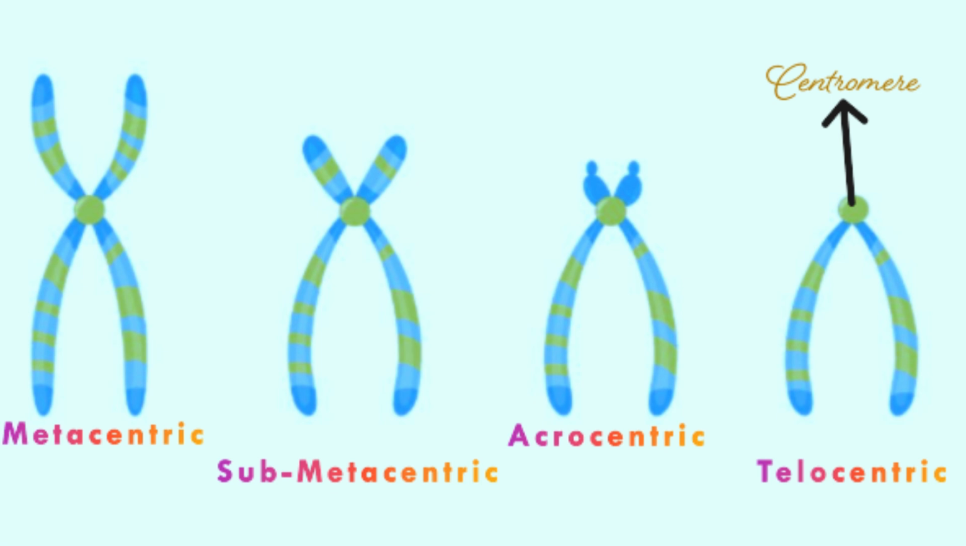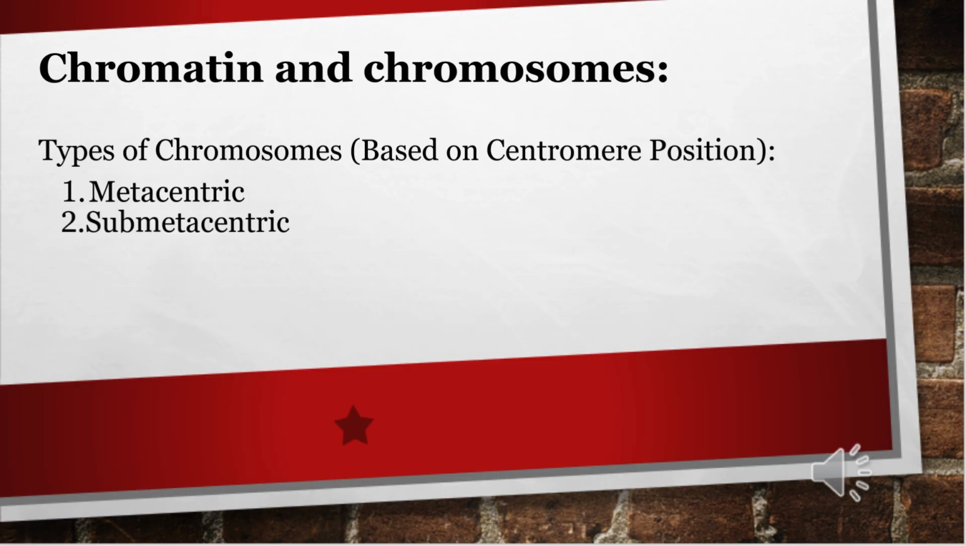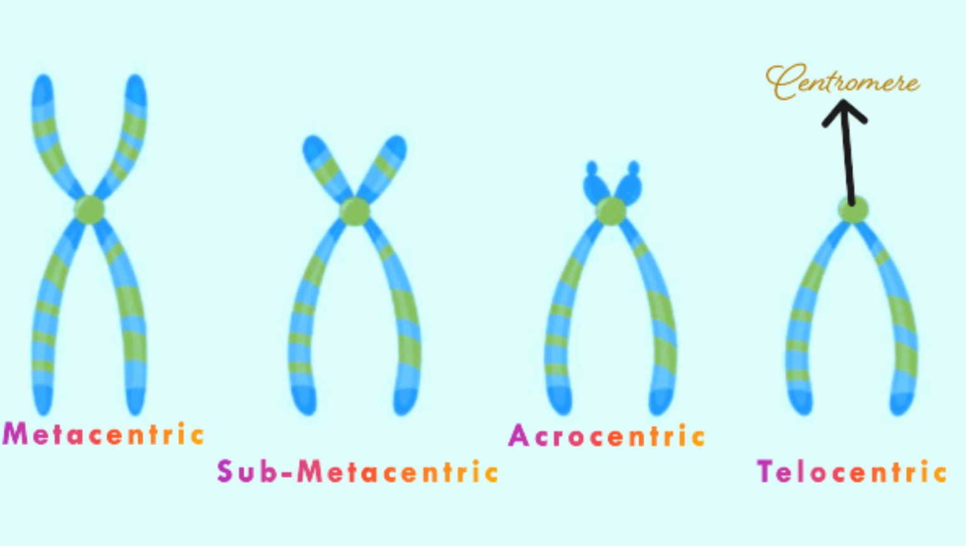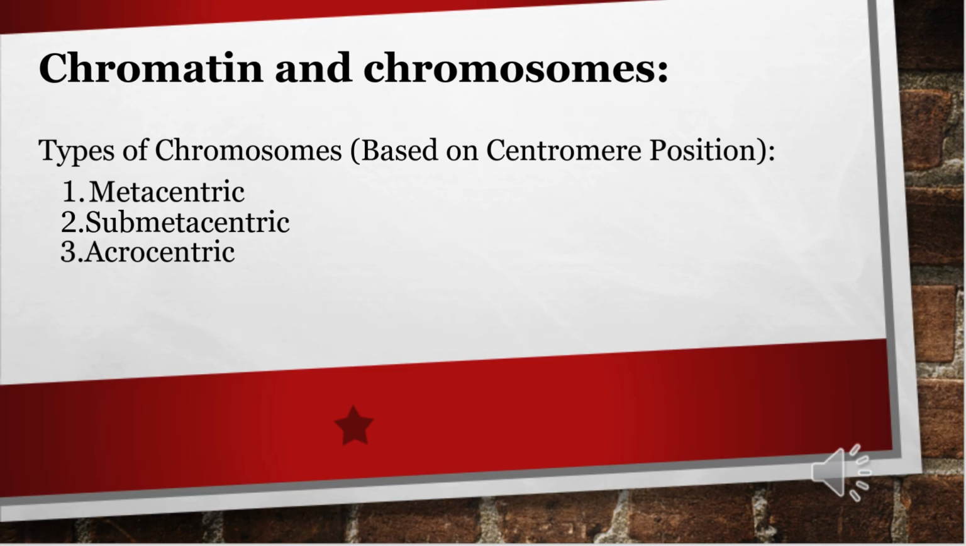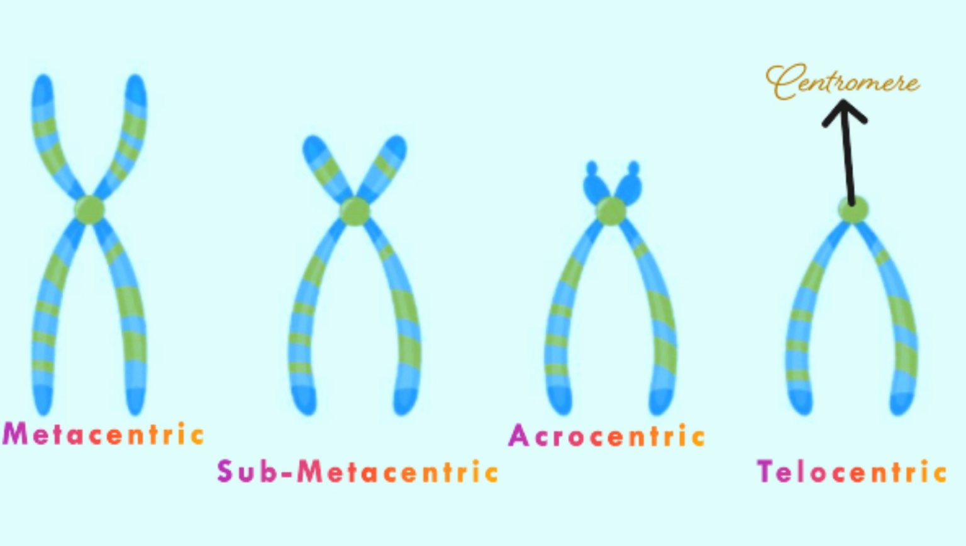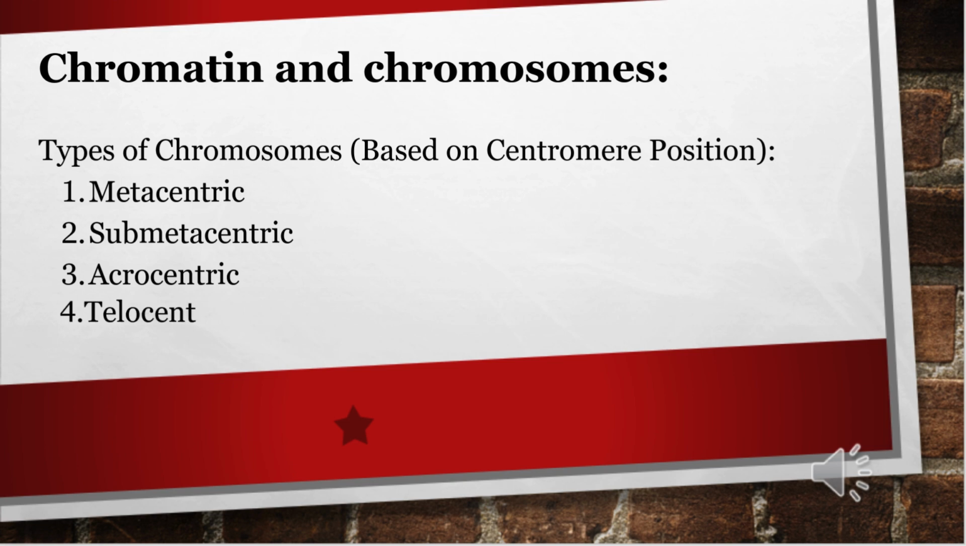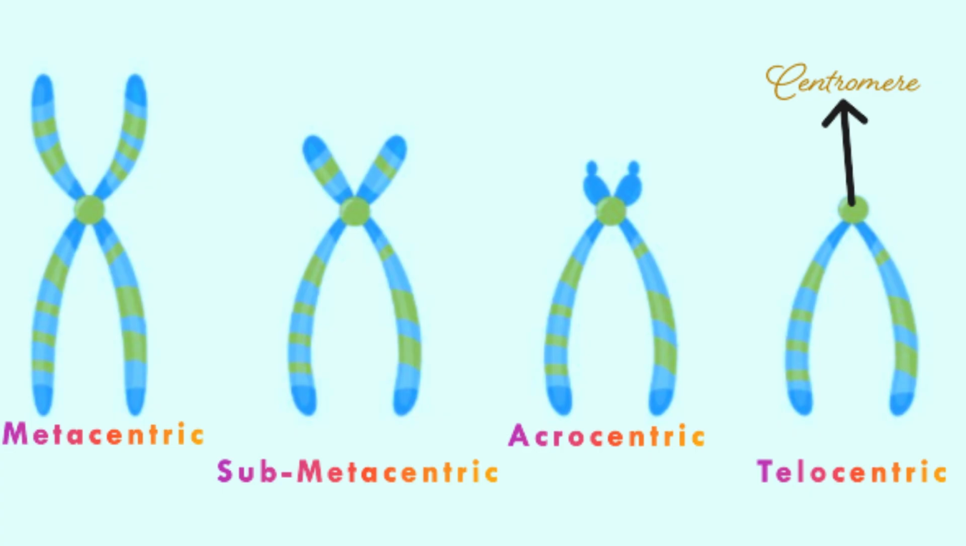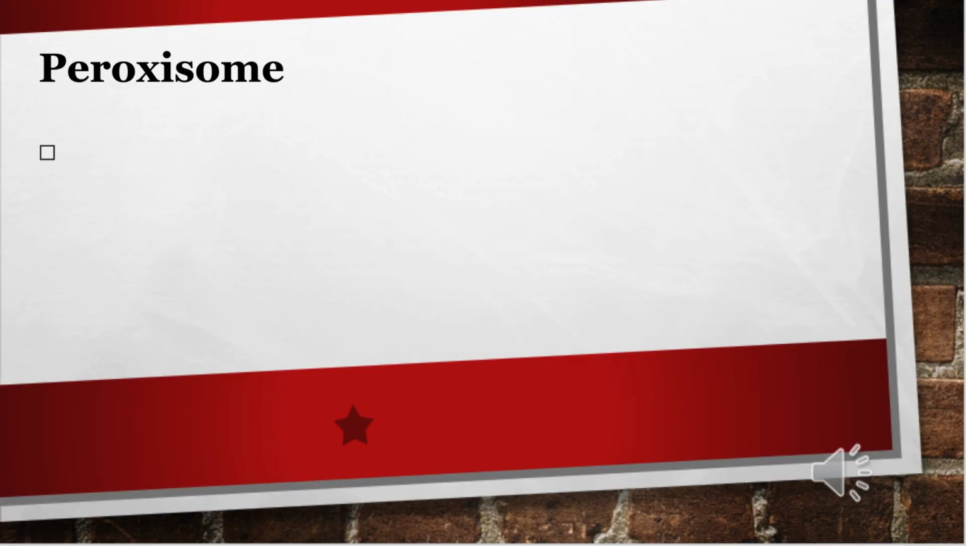Metacentric chromosomes have a centrally located centromere, giving them equal arm lengths. Submetacentric chromosomes have a slightly off-center centromere, resulting in one shorter arm. Acrocentric chromosomes have the centromere near one end, making one arm much shorter than the other. Lastly, telocentric chromosomes have the centromere at the very end, forming a single visible arm.